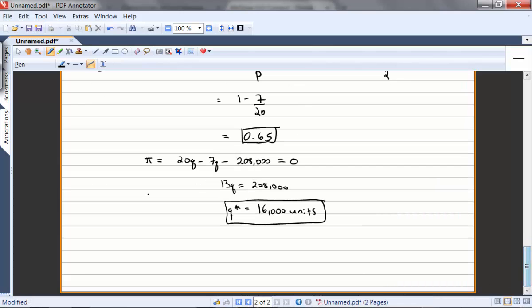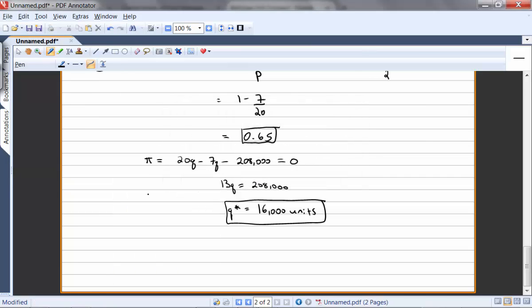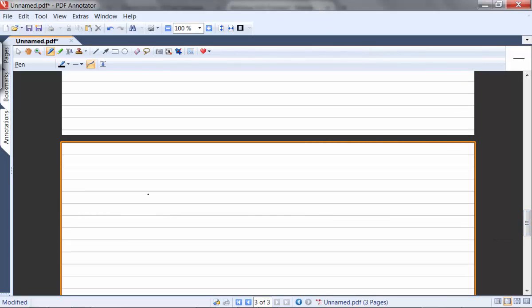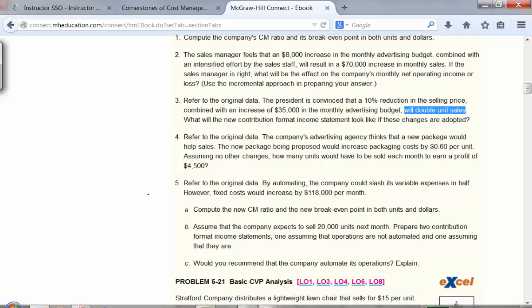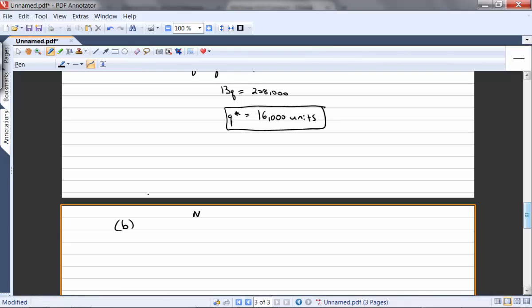Part B. Oh no, don't delete the page. Append the page. Part B is assume that the company expects to sell 20,000 units next month. Prepare 2 contribution format income statements. One assuming that operations are not automated, and one assuming that they are. All right, let's do that. Not automated. Automated.